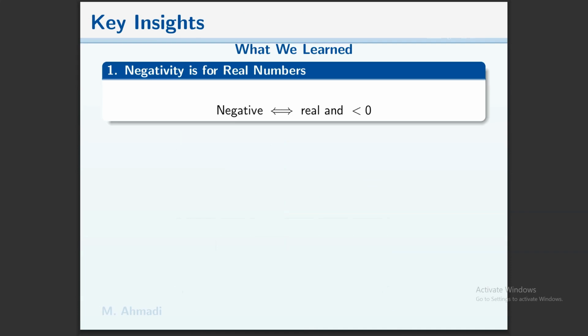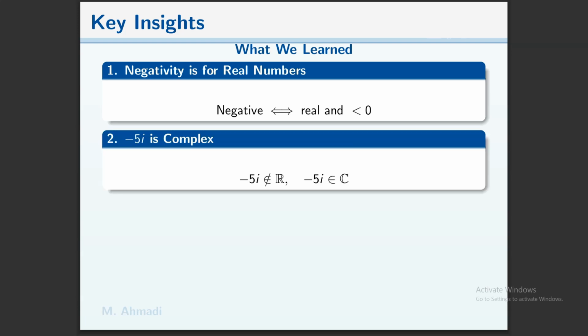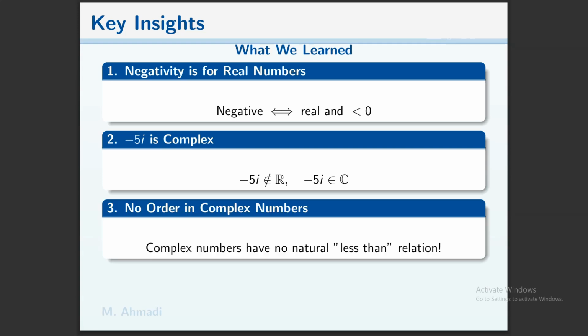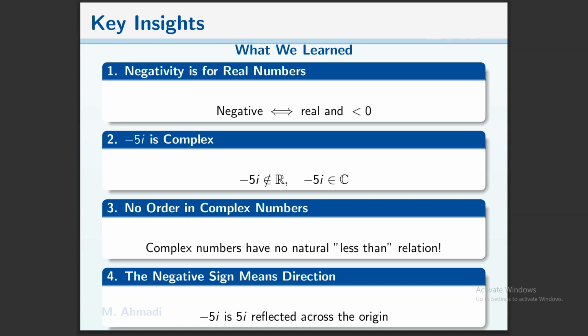Negativity is for real numbers. A number is negative only and only if it is real and less than 0. But minus 5i is complex. Minus 5i is not real. Minus 5i is an complex number, not an ordinary one. Complex numbers have no natural less than relation. So the negative sign means direction. Minus 5i is 5i reflected across the origin.